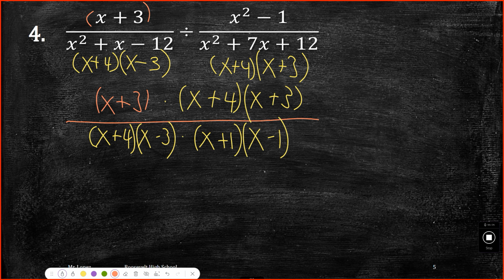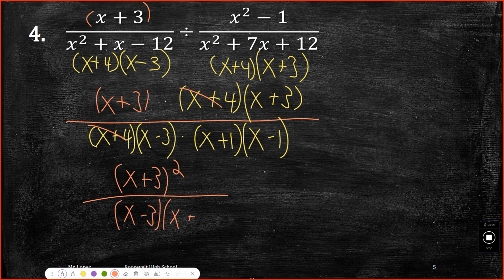Can we just cancel the x plus 4 and x plus 4? Can we? Oh, man. Can I cancel x plus 3 and x plus 3? It's a trick question. You're supposed to say no. It has to be one at the top, one at the bottom. So what am I going to put down on top then? X plus 3 squared. And what do I put at the bottom? X minus 3 times x plus 1, x minus 1.